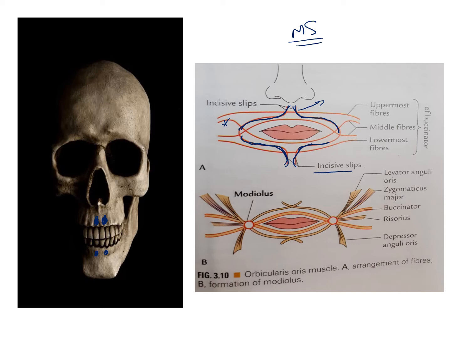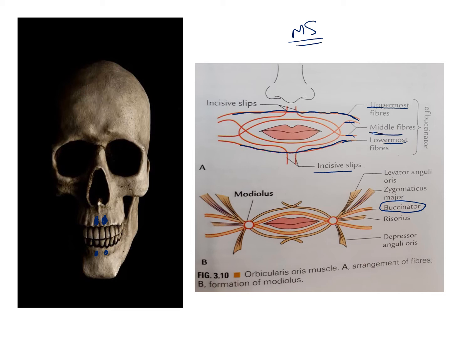The middle strata is formed by a muscle, that is the buccinator muscle. So as you can see here, the buccinator muscle has three components: the uppermost fibers, then the middle fibers, then the lowermost fibers. If you observe here, the uppermost fibers pass to the upper lip. The lowermost fibers pass to the lower lip.